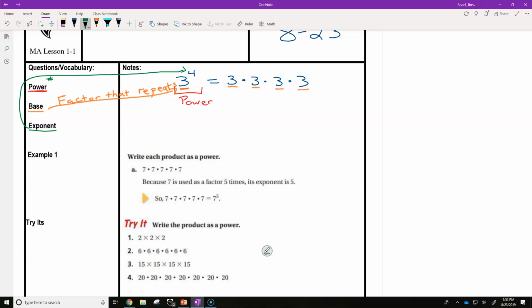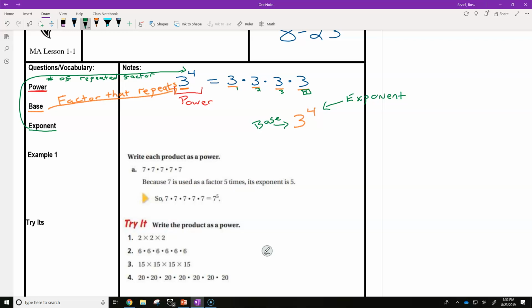So, number of repeated factors. How many times is our base repeated? When I look here, 1, 2, 3, 4. So 4 became our exponent. Now, I like to do this all neat when I do my notes. I'm going to come back over and write 3 to the 4th, and then label it all again. That's base. That's exponent.